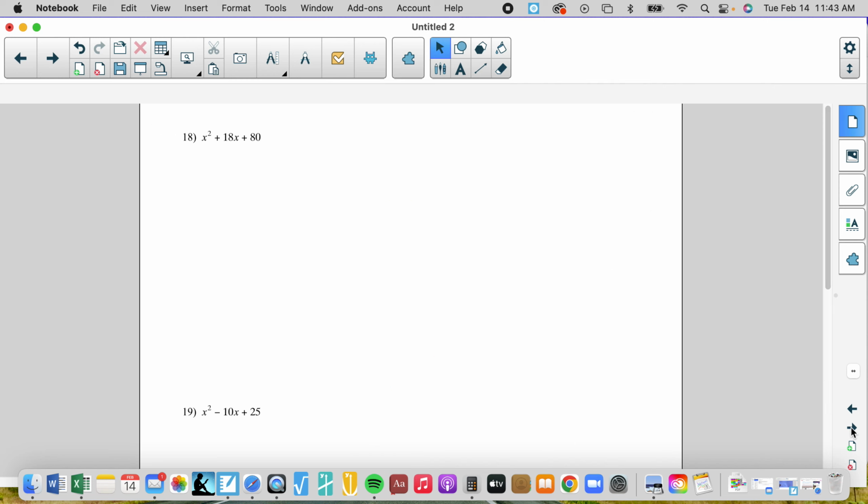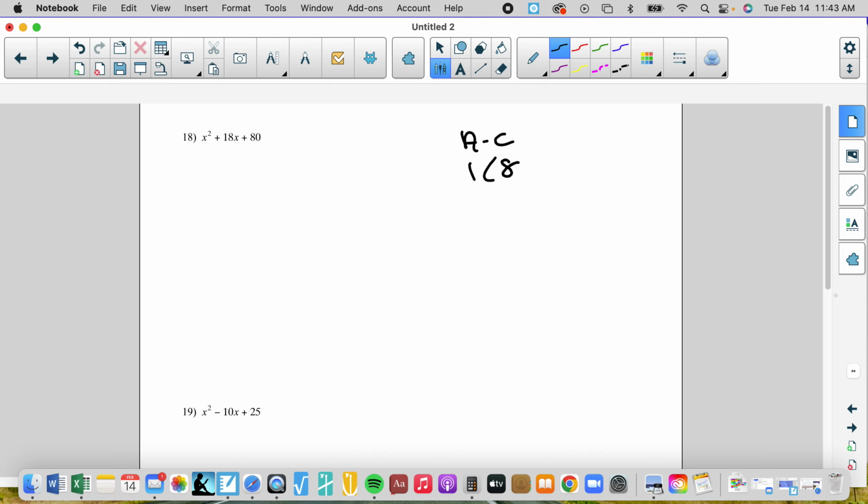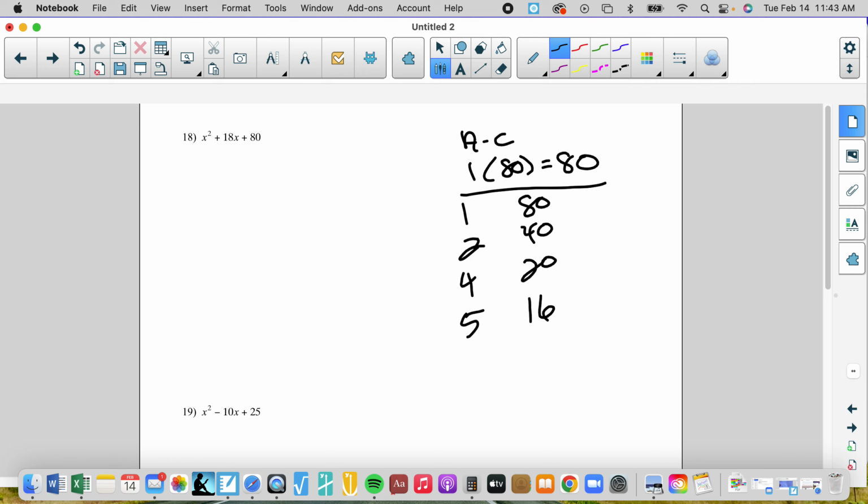We're going to move a little bit faster. So factors, we're going to do a times c. A is 1, c is 80. 1 times 80 is 80. Factors of 80 are 1 and 80, 2 and 40, 3 no, 4 and 20, 5 yes, 5 and 16? Yeah, 16. 6 no, 7 no, 8 and 10. And that looks pretty good.